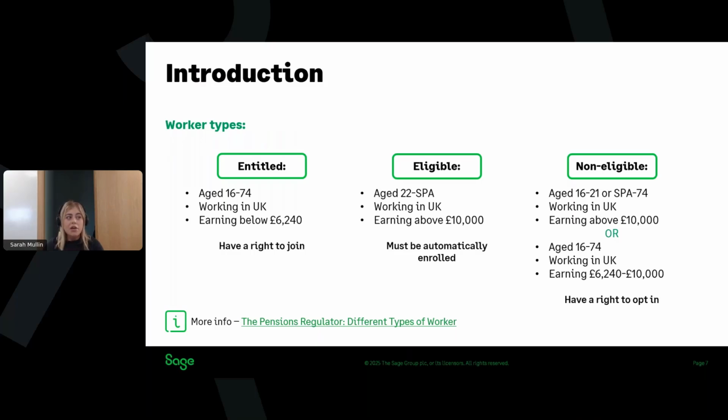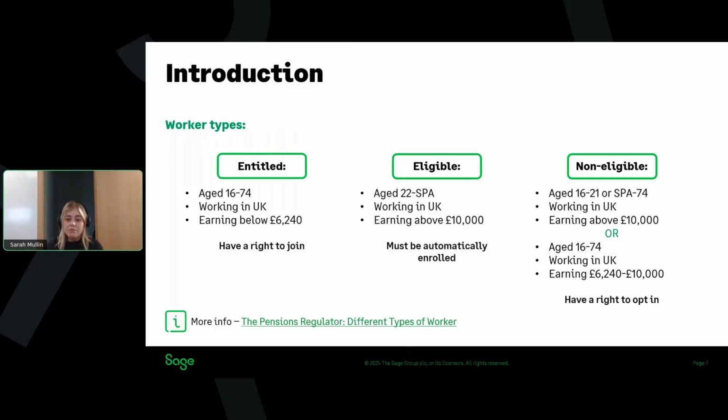Now, lastly, you have your non-eligible workers. So there are two scenarios here, a bit different to the other categories. With these ones, they're going to be aged 16 to 21 or state pension age to 74, and they might be earning above the £10,000, or they could be aged 16 to 74 and earning £6,240 to the £10,000. So just in between that bracket. So either of these scenarios can factor in to the non-eligible workers.